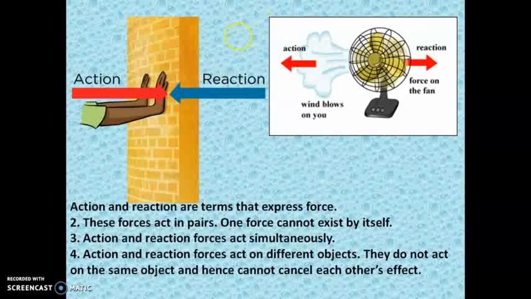So suppose action and reaction force were on the hand only, that is one object, or on the fan only, that is one object. They could have cancelled each other. But is that happening? No. These are acting on two different objects. Therefore, they cannot cancel each other's effect. So I hope you are clear about Newton's third law of motion. Very simple: action and reaction forces act on two different objects.